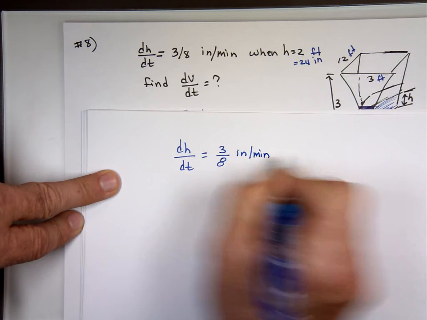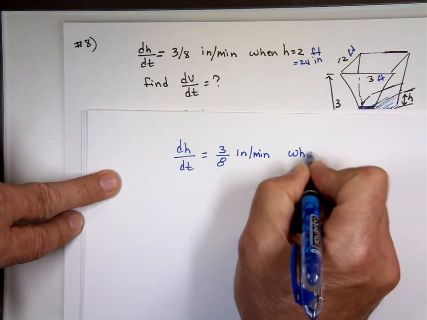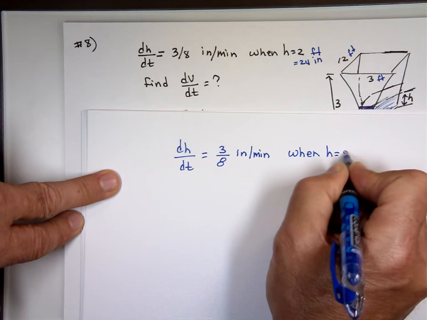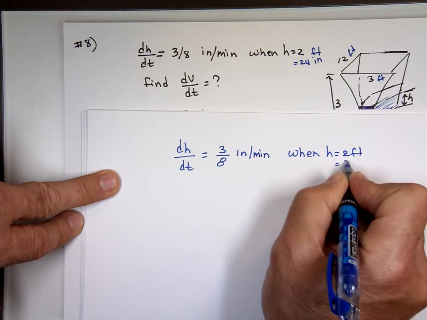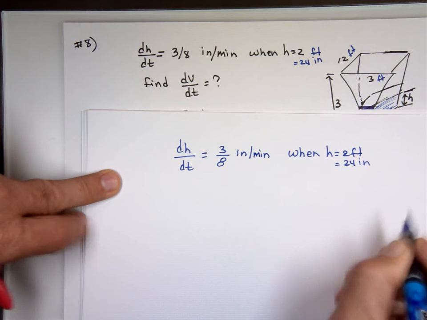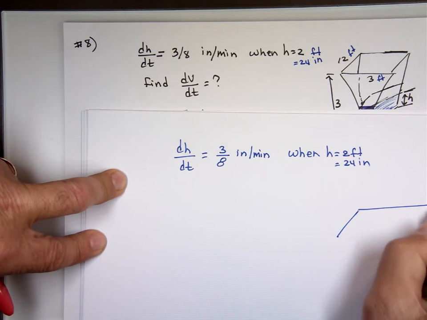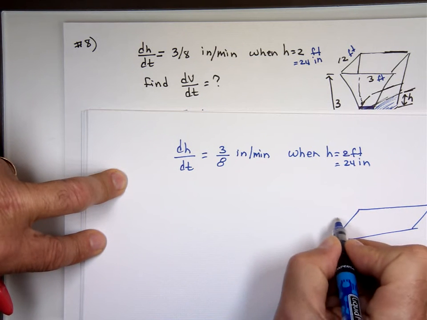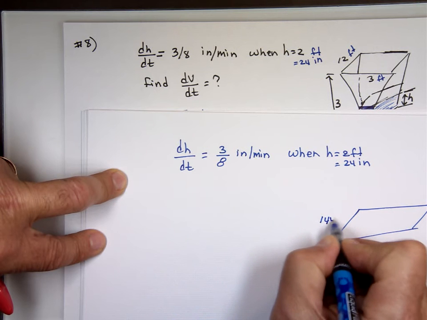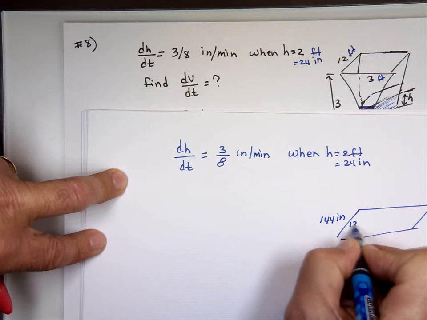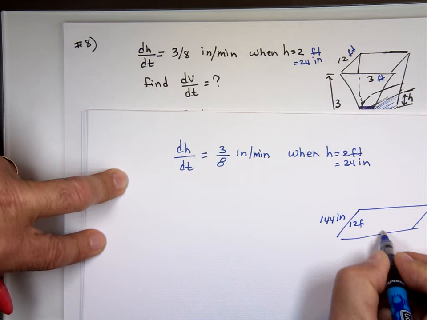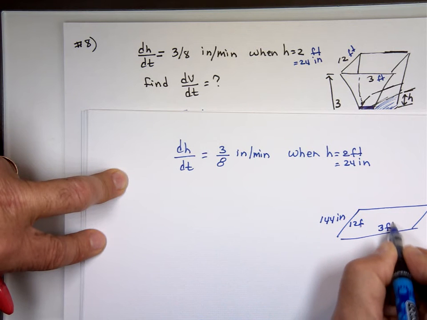When h equals 2 feet, or let's write it 24 inches. The dimensions of this, 12 times 12, which is what? 144 inches, or 12 feet. This is 3 feet. It's okay, that's 36 inches if you want it.